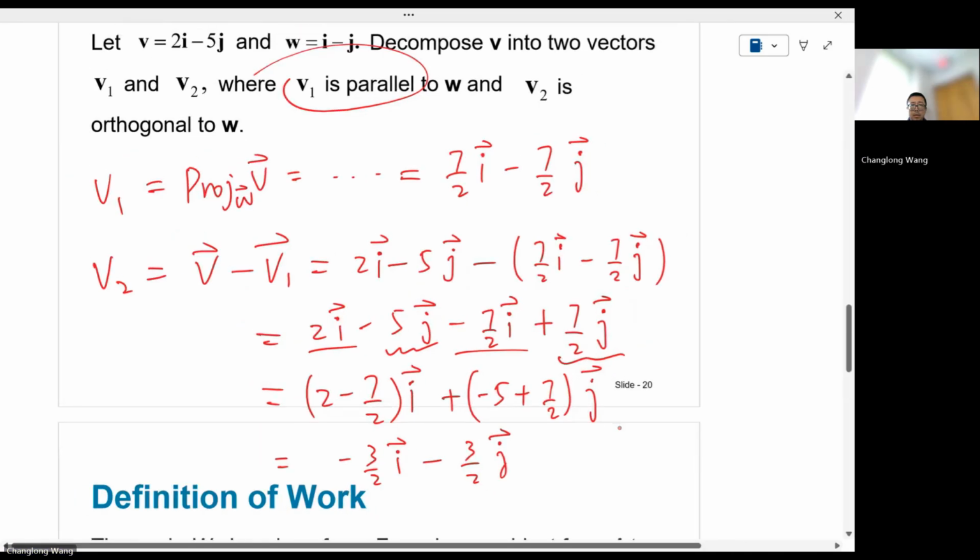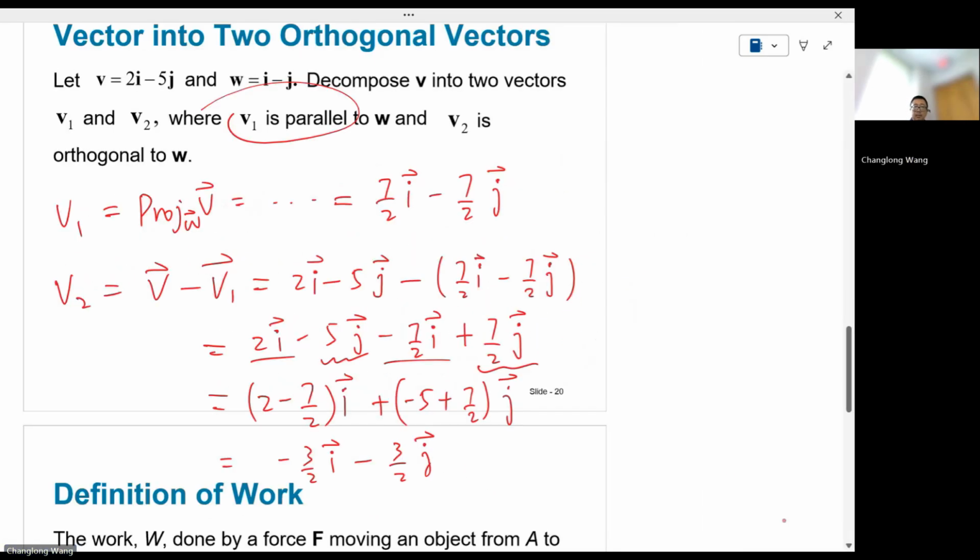Now, if you want to visualize it, you don't have to, but let's just make some sense of what we did. So what does V look like? V is 2 units to the right, 5 units down, right? So this is V. What about W? 1 unit to the right, 1 unit down, so it'll be something like this. It's not drawn to scale, I just want to make it easier for you to visualize. This is W.